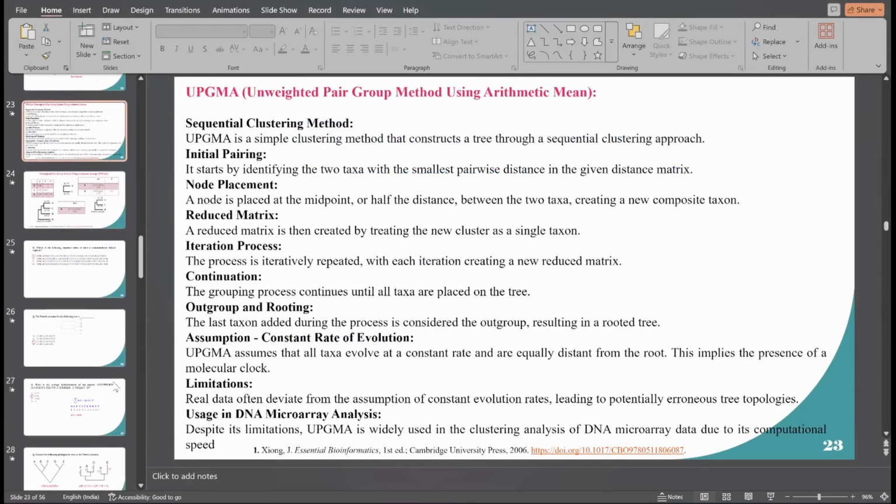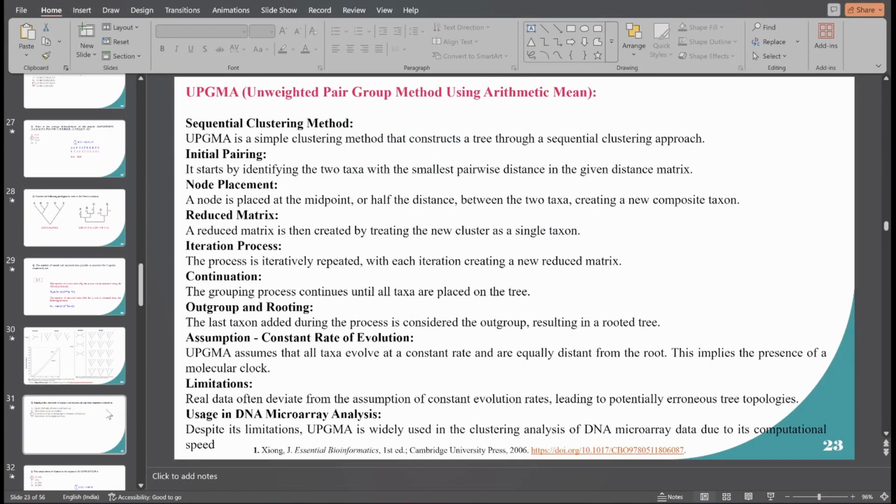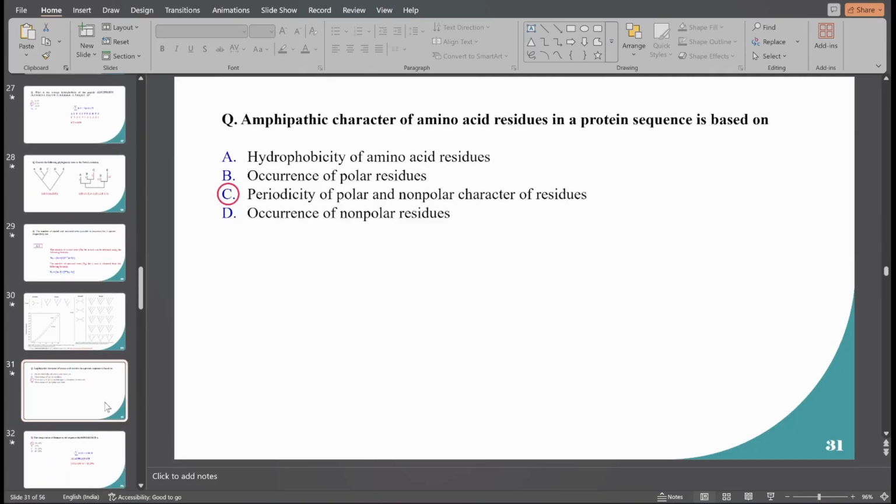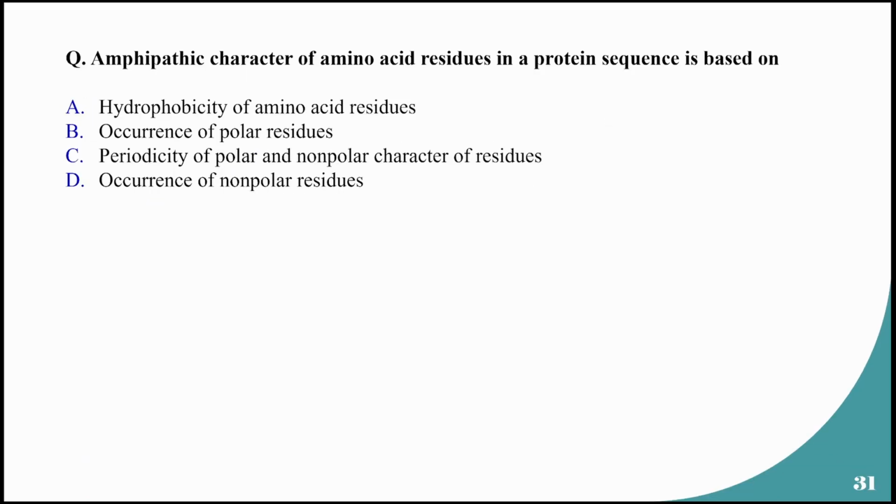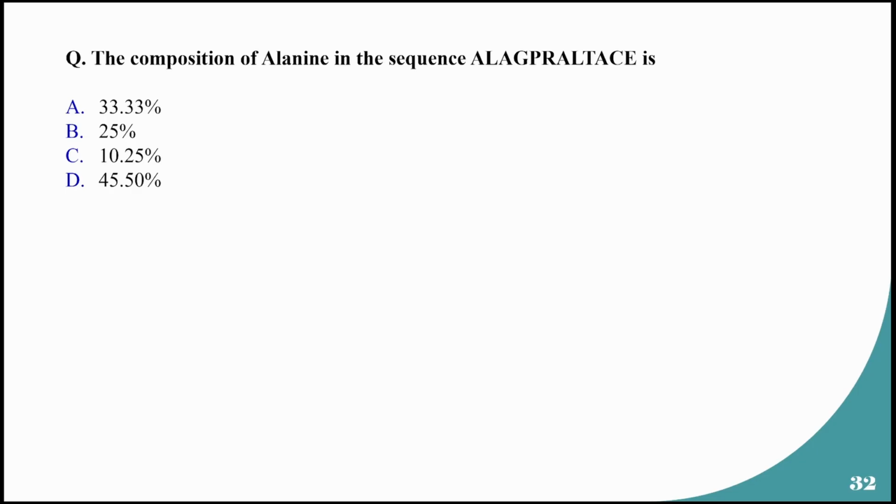So what was the next thing? So these are the amphipathic characteristics. And again, a similar type of numeric question. For example, here it's asking about the composition of alanine in an amino acid sequence. The composition here is represented in percentage. Basically, you have to count how many alanines there are, divide that by the total number of amino acid residues given in the sequence, and then multiply by 100. Very simple. Could you try to do it quickly? We'll see.